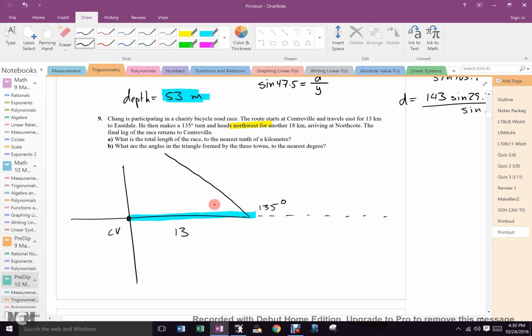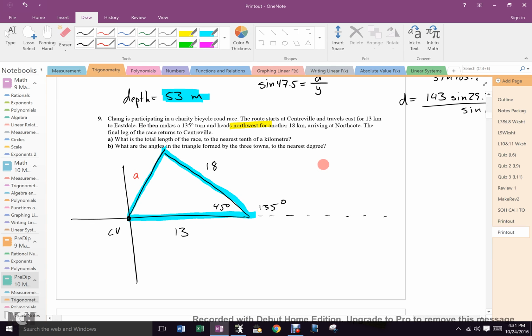So what's this in here? 45 degrees. So then Chang heads up this way for 18. And then I want to know this part. That's how he finishes. So I got to find the total length of the race. Well, I got two sides, so I need the third side. So I'm going to call that A.